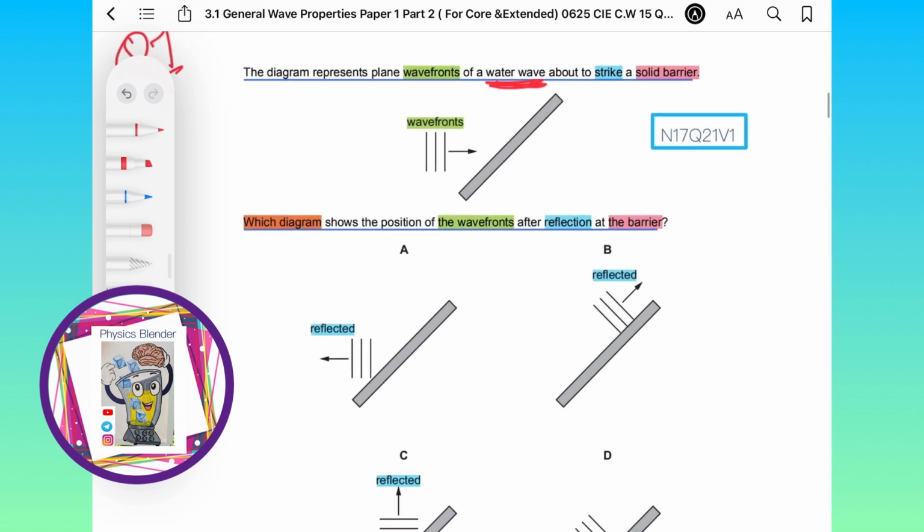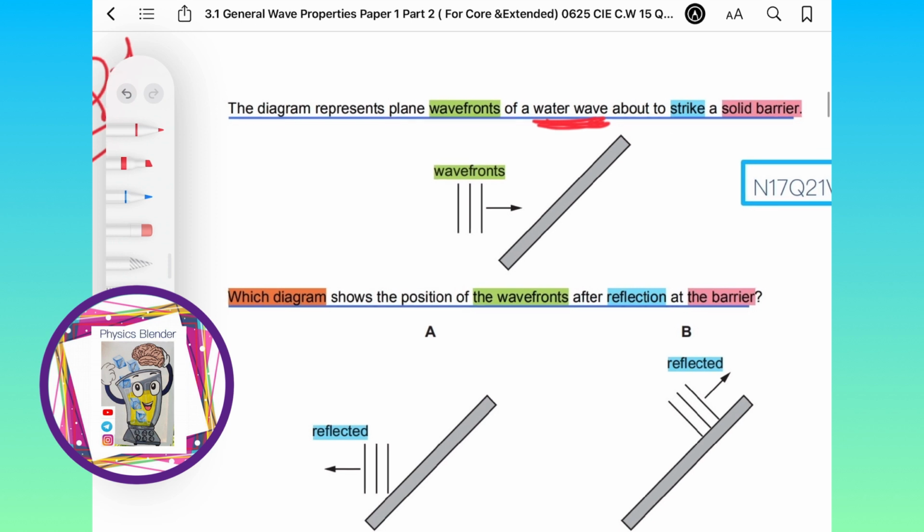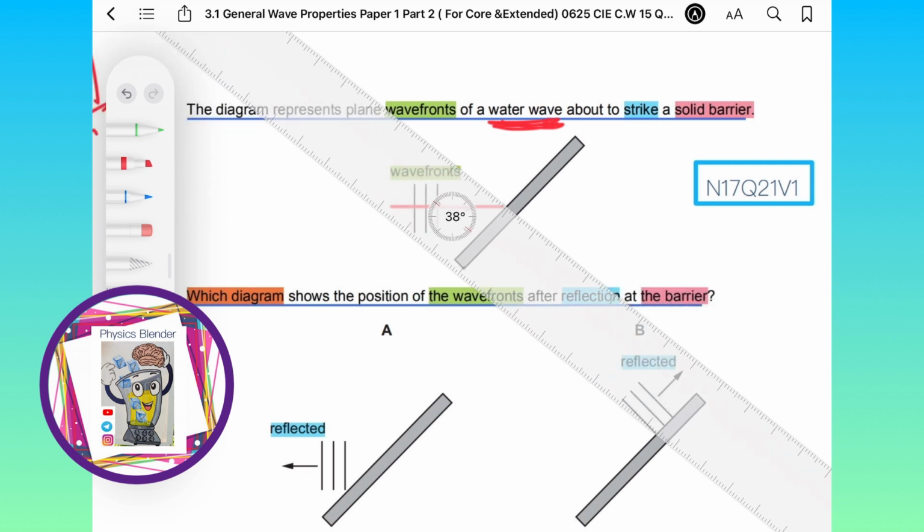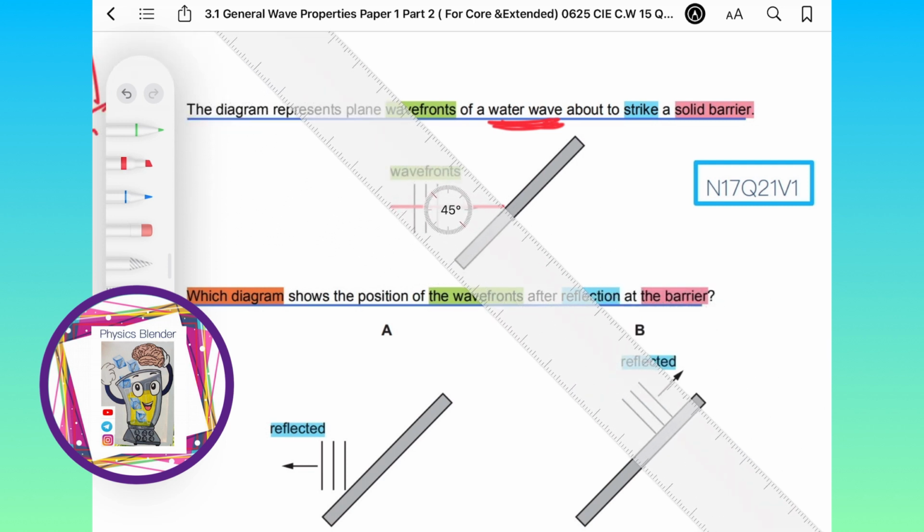I will draw here the steps in detail to show you how to draw the reflected rays. First of all, you have to follow the law of reflection. Waves will follow the law of reflection. This arrow is representing the direction of wave travel. So you have to extend this arrow, so it will strike the barrier at this point. You have to draw a normal line at right angle to the barrier. Okay. So this will be the normal at right angle.